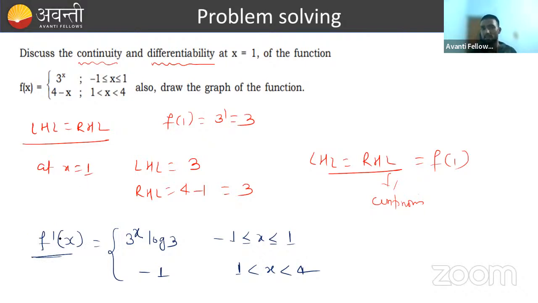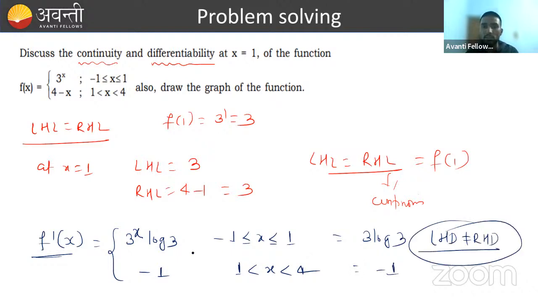You know the basic differentiation, right? The derivative of a to the power x is a to the power x log a, and then just put the value. If you put 1, you get 3 to the power 1, that is 3 log 3. And here if you put 1, you always get minus 1. So you can see LHD is not equal to RHD, because this one is LHD and this one is RHD. So we can say that it is not differentiable. It is continuous, but it is not differentiable. I hope it is clear.